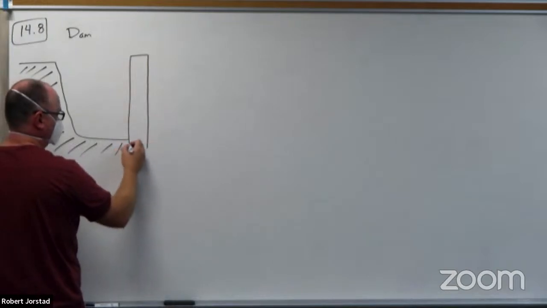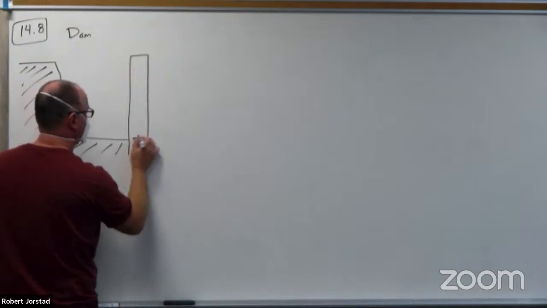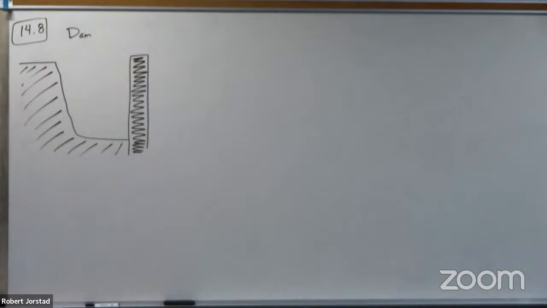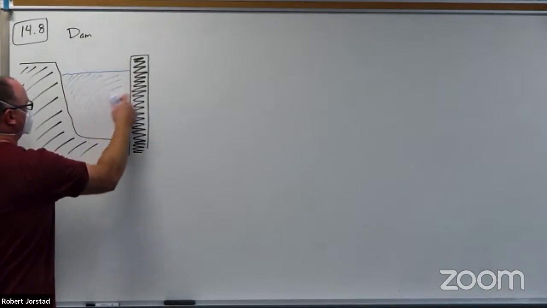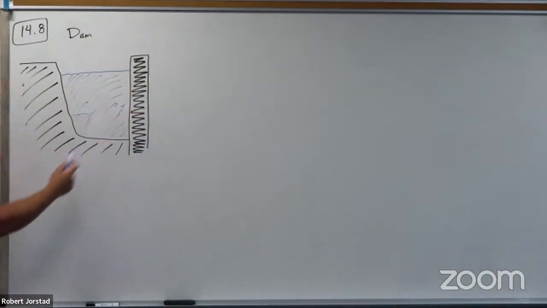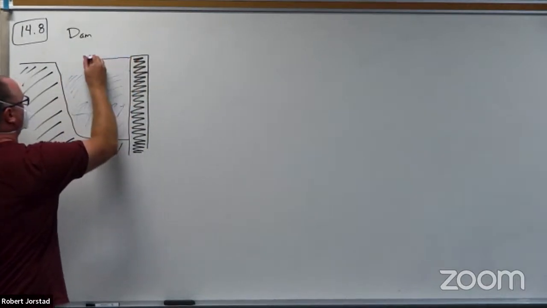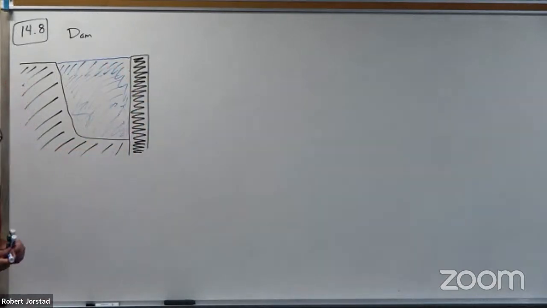So let's keep this problem simple. In this problem, let's assume the dam is a simple rectangular slab, just so we don't have to think. We've got some water being held back by the dam. And I think in the picture, the water level goes all the way up to the top pretty much. So let's do that. Let's say the dam is full.